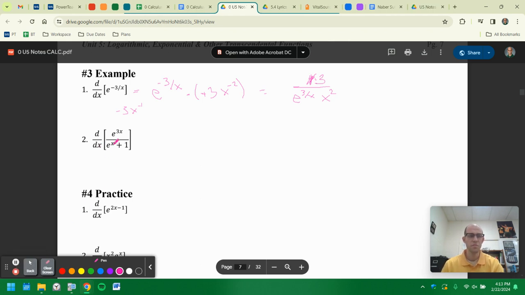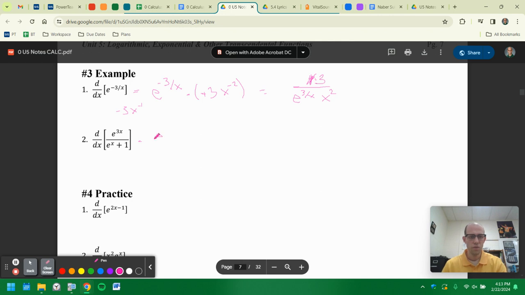In this next example, we're seeing e to the x power and another e to the x power, and that's being divided. So we're going to have to use our division or quotient rule. So that's low d high minus high d low, over bottom squared we go.